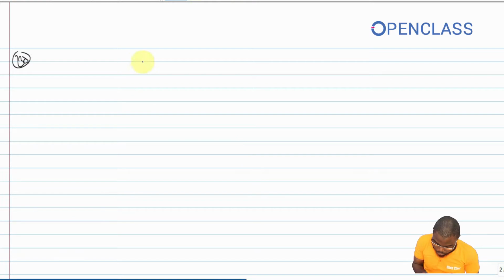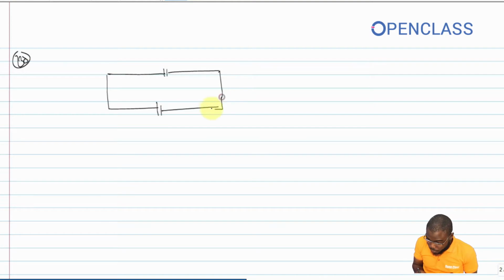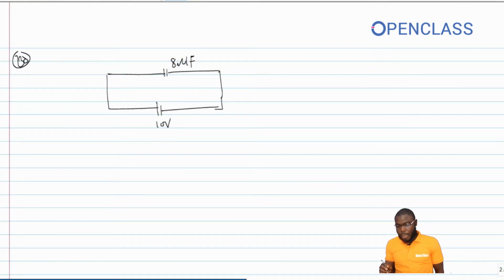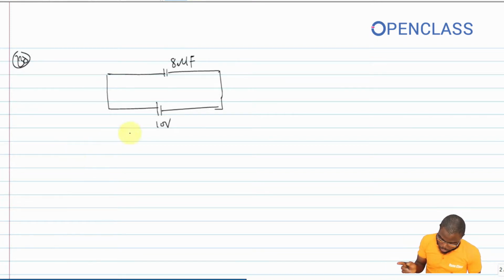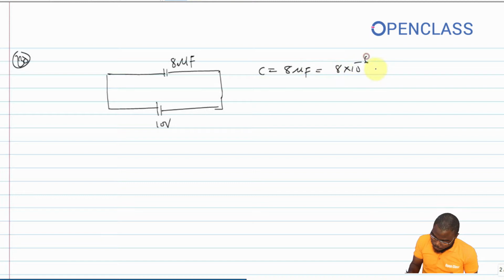So the circuit is, as we have seen, something like this. We have 10 volts and 8 microfarad. From the diagram above, calculate the energy stored in the circuit. Here our capacitor is given to be 8 microfarad, which is 8 times 10 raised to the minus 6 farad, and your voltage is given to be 10 volts.